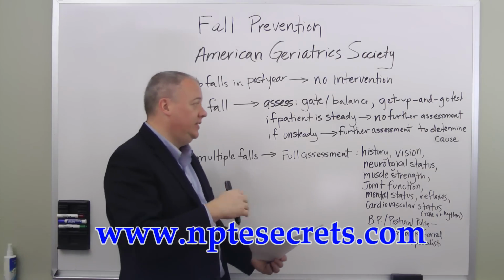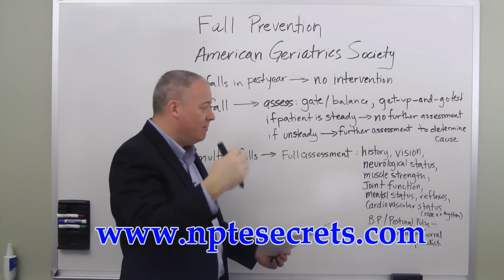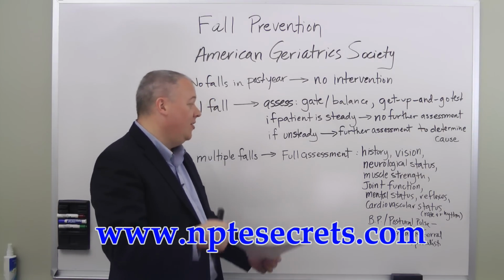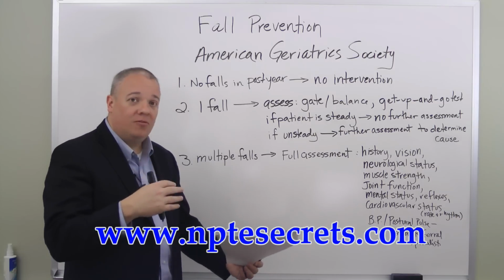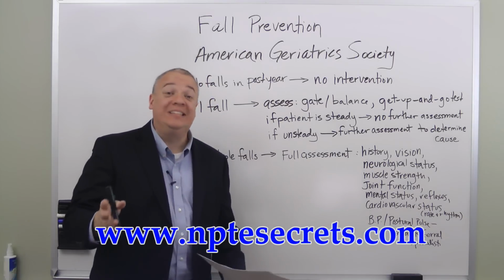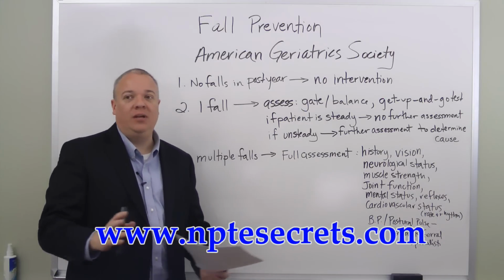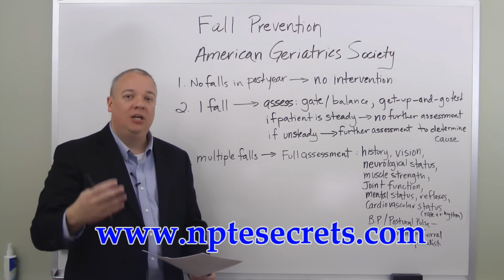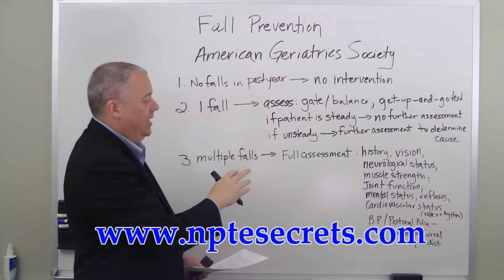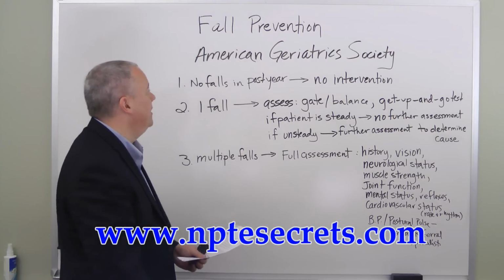And under that full assessment, you want to take their full health history, check their vision, their neurological status, their muscle strength, their joint function, their mental status, their reflexes, their cardiovascular status, both heart rate and rhythm, their blood pressure, their postural pulse, and after all of that, you may still need to refer them to a specialist for help. All of this, of course, to ensure their safety and help them. Someone falling multiple times who is of an advanced age in the past 12 months has need of help in some of these areas. So basically, these guidelines are given to us by the American Geriatric Society.